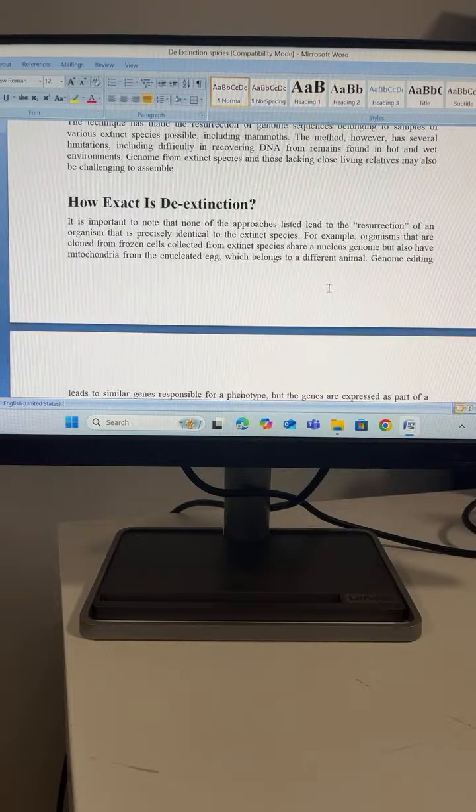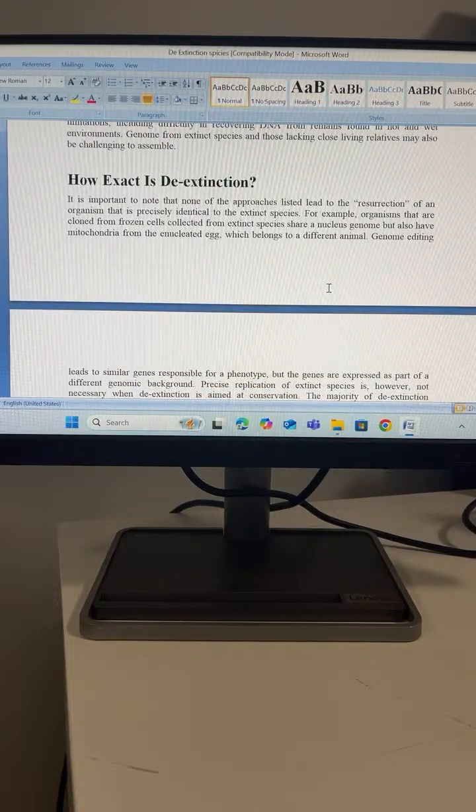How strict is the extinction? It is important to note that none of the approaches listed lead to the resurrection of an organism that is precisely identical to the extinct species. For example, organisms that are cloned from frozen cells collected from extinct species share a nuclear genome but also have mitochondria from the enucleated eggs, which belong to a different animal.